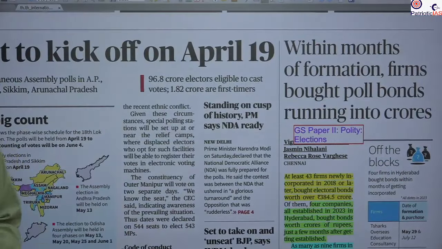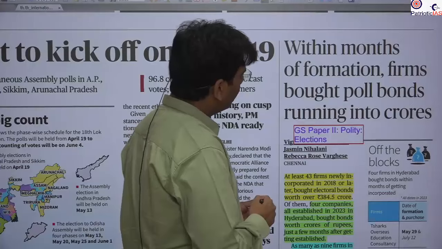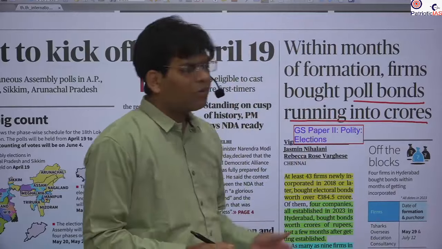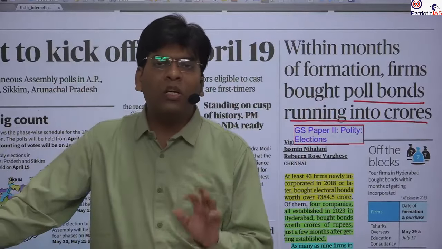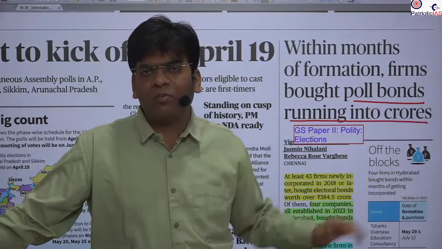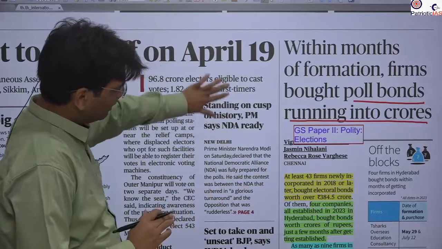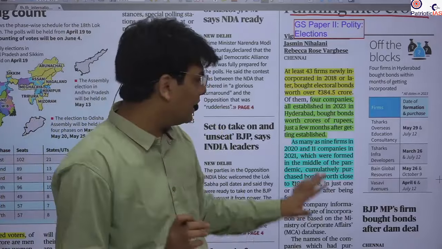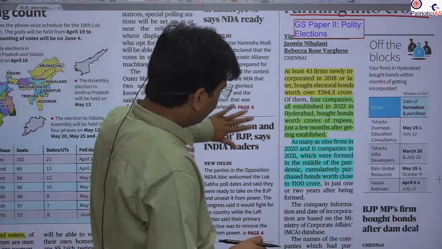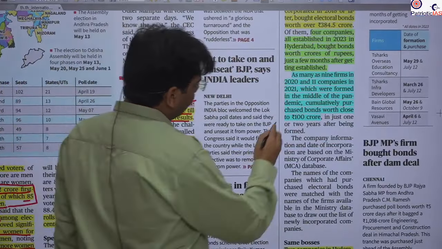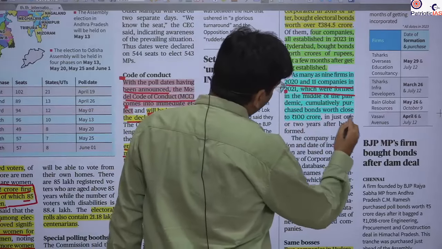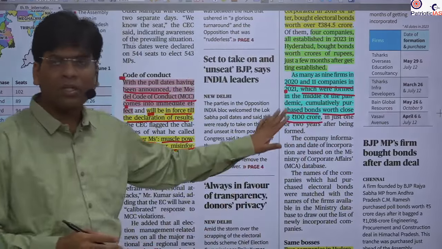The next news that we are going to take is that within a month of formation, firms bought poll bonds, electoral bonds running into crores. It has been found that there were many companies that were just formed to buy these electoral bonds and hand them over to political parties. This is a situation that shows the manipulation and misuse of money in elections and misuse of the electoral bond. Here it has given many cases where companies were formed, and within 3 months they started buying these electoral bonds, worth around 100 crores.